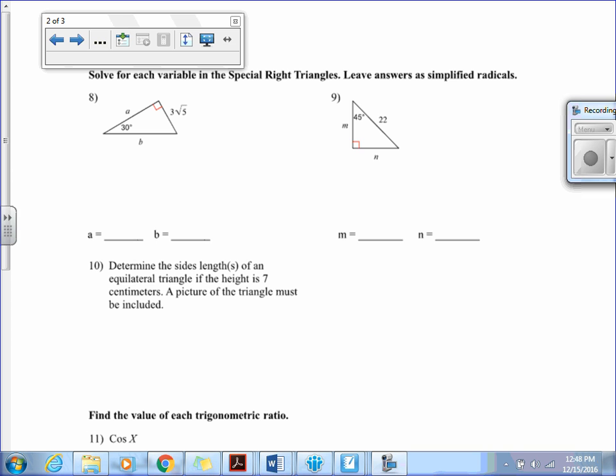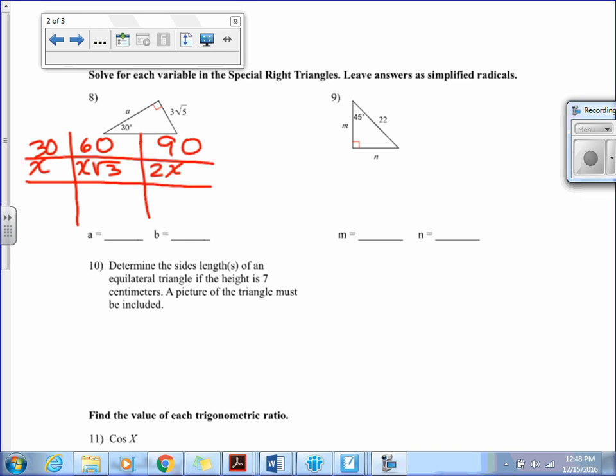So, the way we handled these was we wrote out our little table, 30, 60, 90. You must memorize the formulas. There's no getting around that. This is x, x square roots of 3, and 2x. Okay?